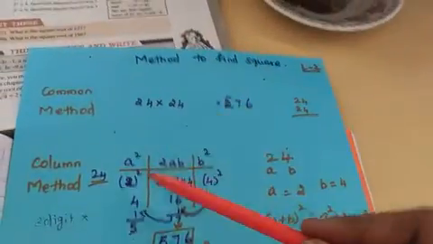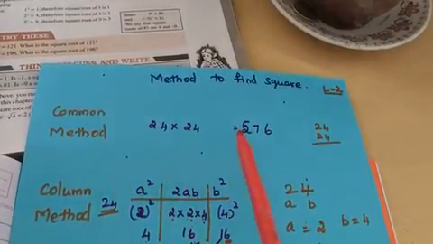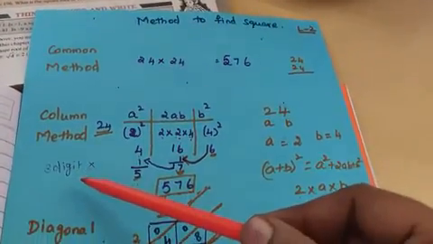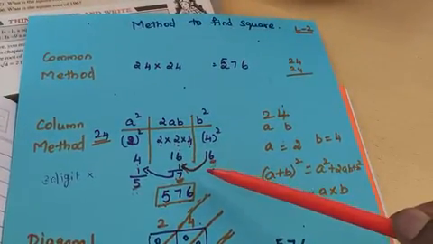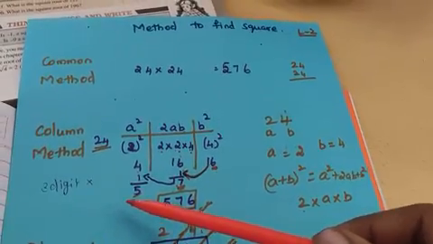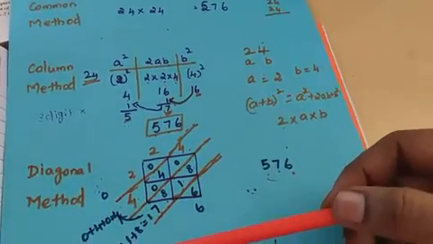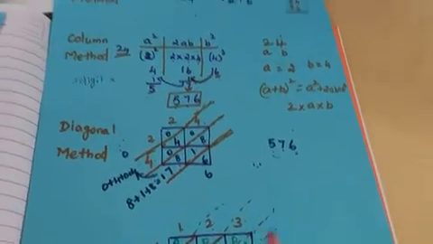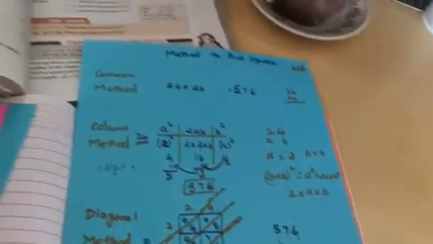The common method will be useful for single and 2 digit numbers, and easily you can do it. The column method will be useful only for 2 digit numbers, and the diagonal method is more simple and easy. We can use it for any digit number. It will be very simple and easy for you. Now moving to the next concept.